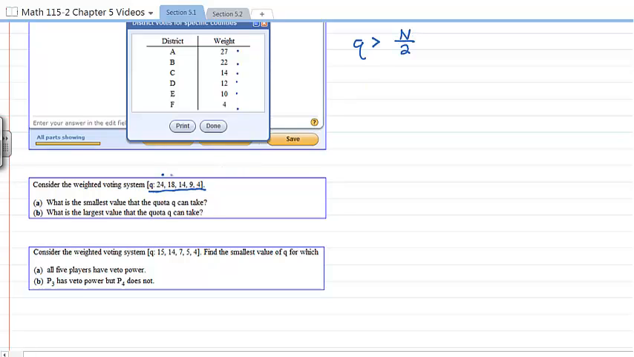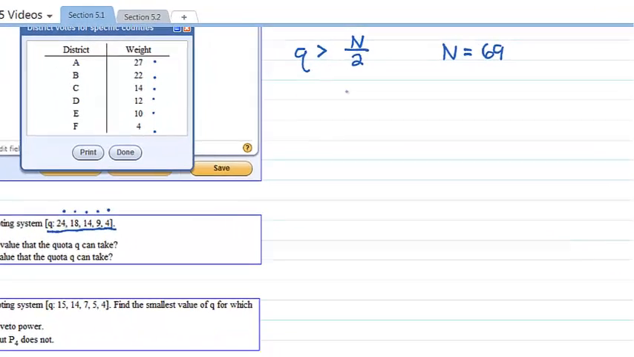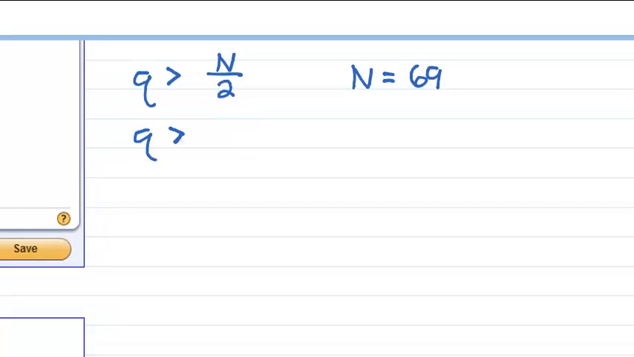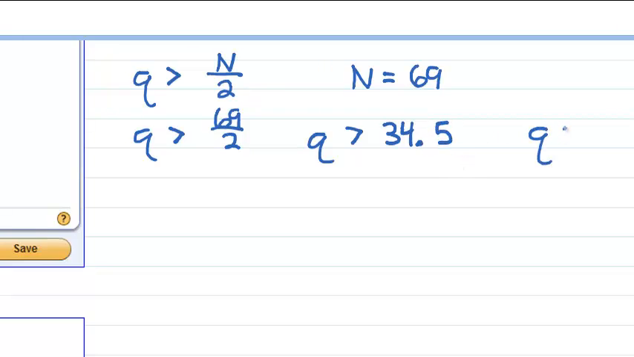The number of votes, same kind of thing as last time. We're going to add these up: 24 plus 18 plus 14 plus 9 plus 4. In this case, we get n equals 69. So the quota has to be greater than 69 over 2, which is 34.5. So the next whole number up, the quota in this one, is 35. All right, so that was part A for this one.